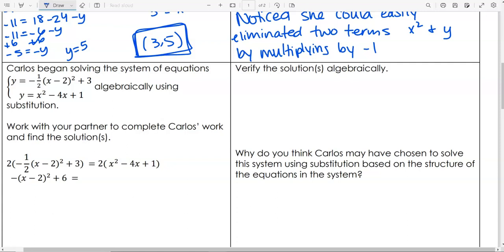Why would he do that? Yeah, I got rid of our negative 1/2. Okay, so you multiplied both sides by 2, because now negative 1/2 is just negative 1. What does the other side turn into? 2x squared minus 8x plus 2. There you go, 2x squared minus 8x plus 2.